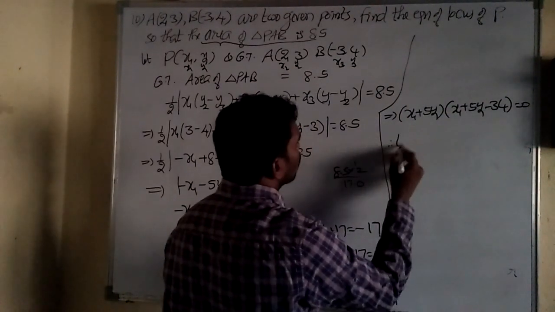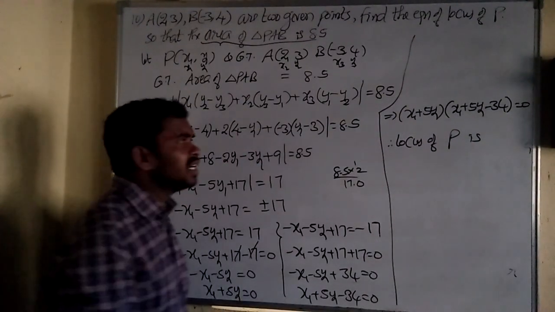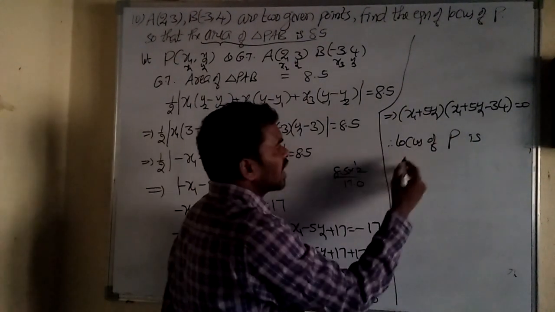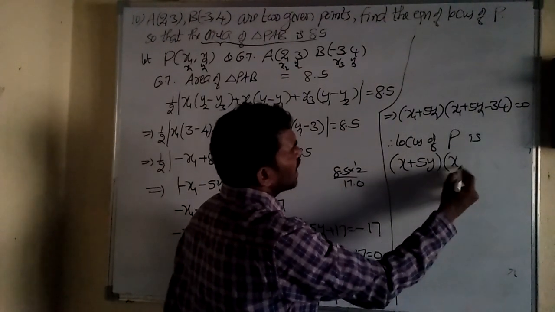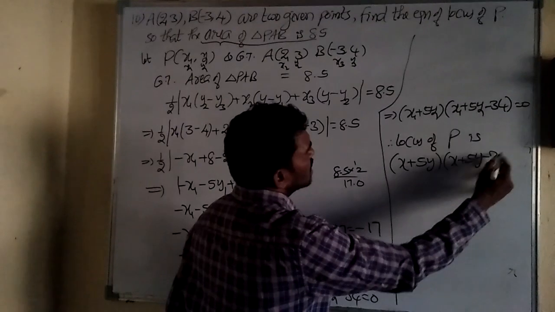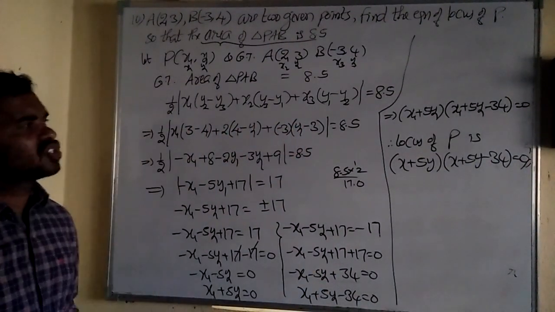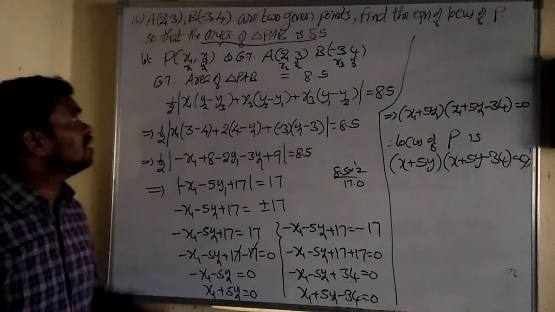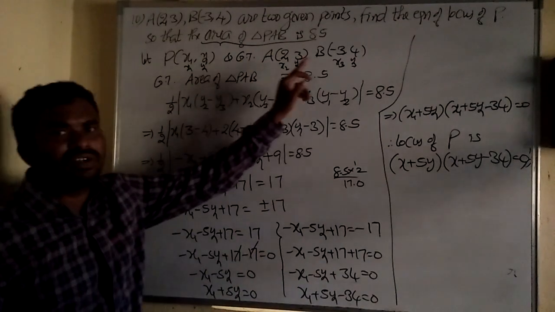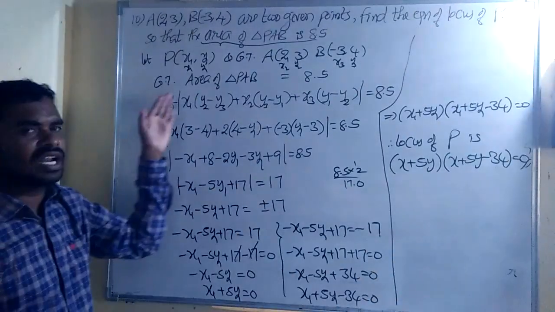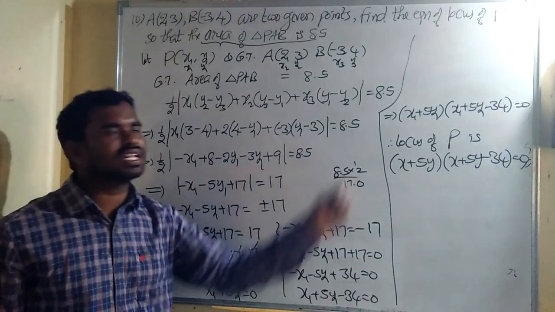And therefore locus of P, what is the locus of P? Just write in terms of x and y. So x1 means x, plus 5y into x plus 5y minus 34 is equal to 0. That's it. This is the 10th question solution. Okay, very simple. P is given, A is given, B is given. This is x1 y1, x2 y2, x3 y3. And write the area of triangle PAB formula and substitute in that and simplify, you will get the answer.